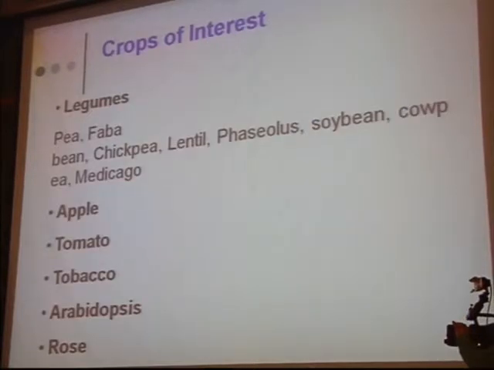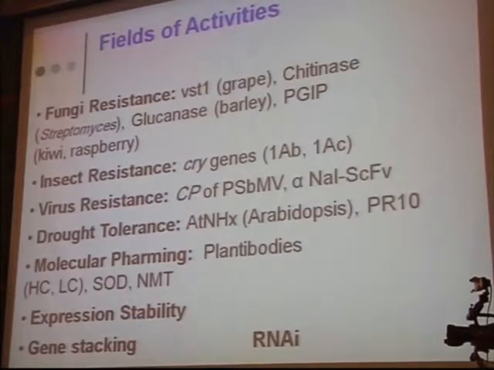Also, I will give 2 slides to introduce our institute. Our group's interest is mainly legumes. We are working on legume transformation, mainly different types of legumes. We also do some other work on apple, tomato, tobacco, Arabidopsis and roses.